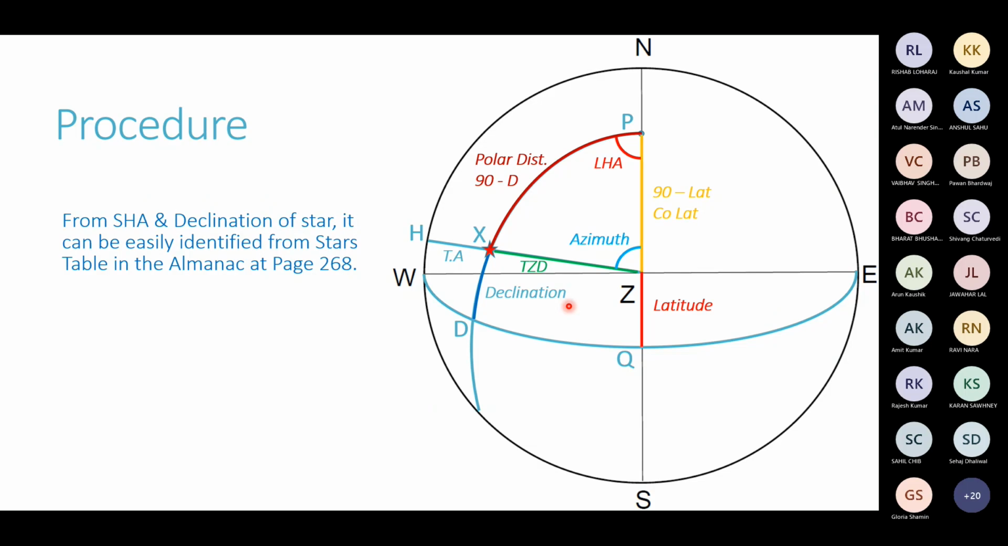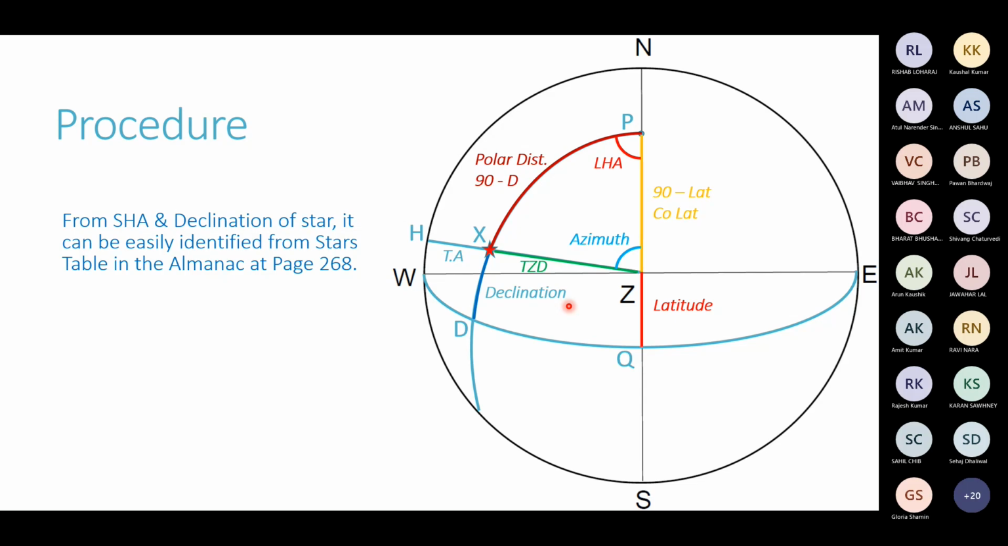So the SHA value which you are looking for in the page 268 star information table may not exactly match the SHA given in the table. It may be close. The reason is the inaccuracy of the DR position, which may result in the inaccuracy of the SHA and declination of the star, which is calculated based on the DR position. So you will have to look for the nearest SHA which is there in the table.